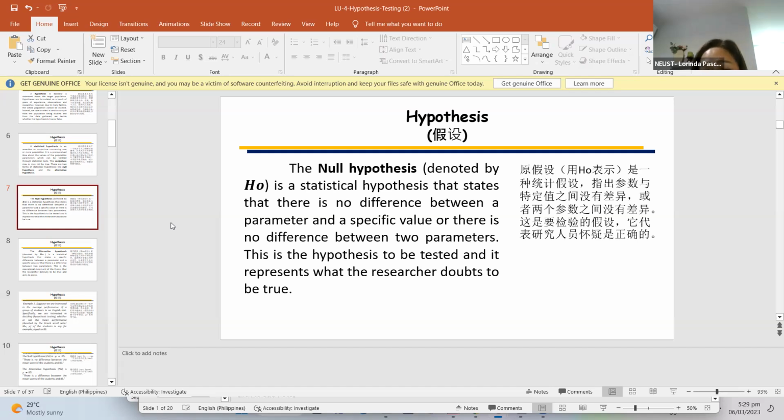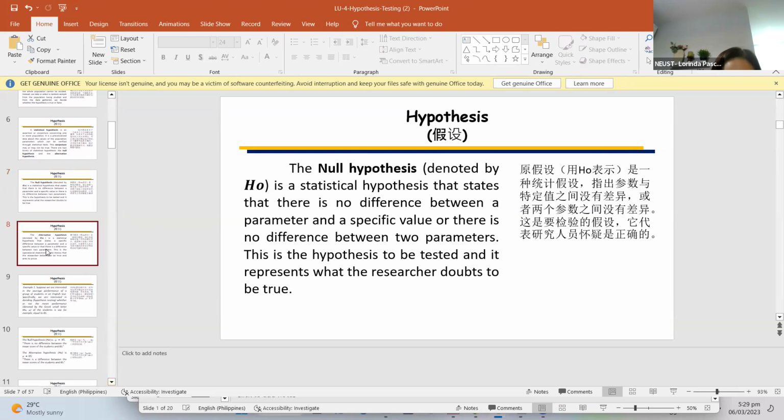So ang tinetest nating hypothesis ay yung null hypothesis. So bakit ba null hypothesis? Yan natin makikita kung nasa kabilang slides na siya.